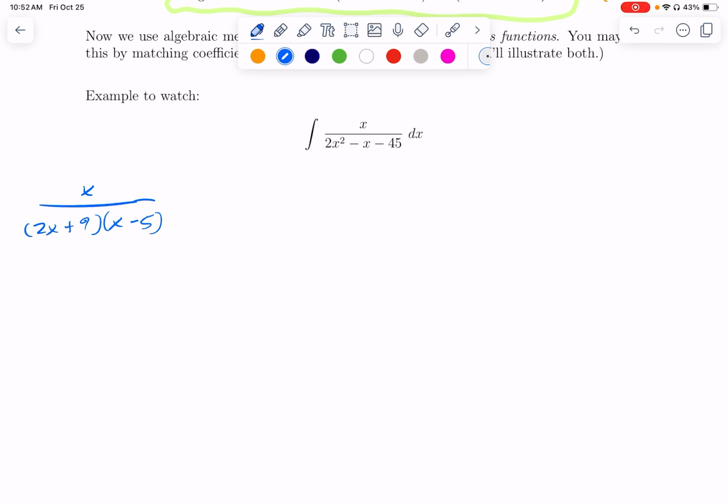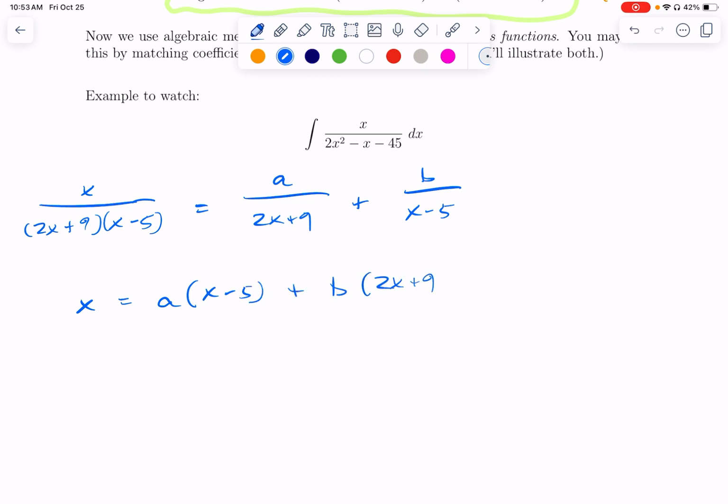Okay, so I am just going to assume that this is some number over 2x plus 9 plus some other number over x minus 5. Right? I am just assuming this is possible. If I multiply both sides by both factors, on the left I just get x, here I get A times x minus 5, and here I get B times 2x plus 9.